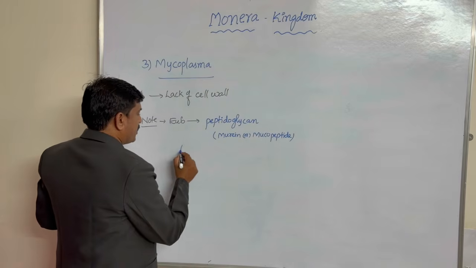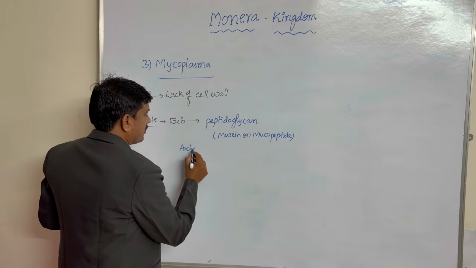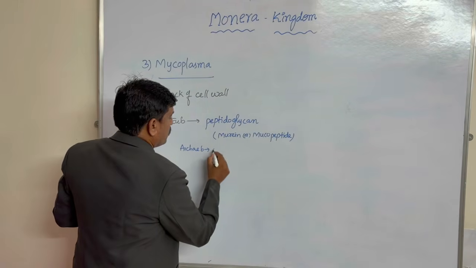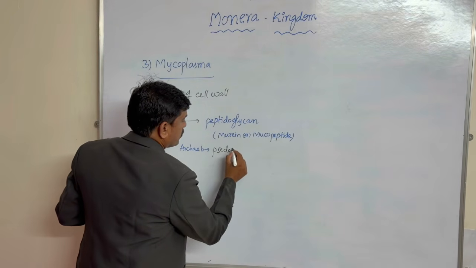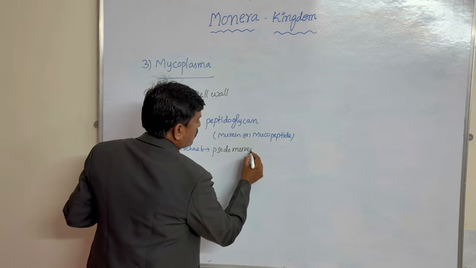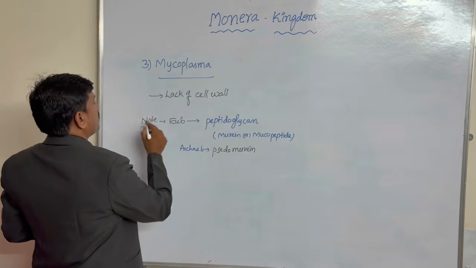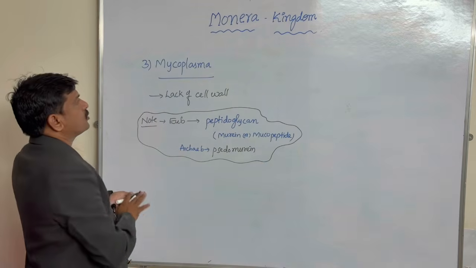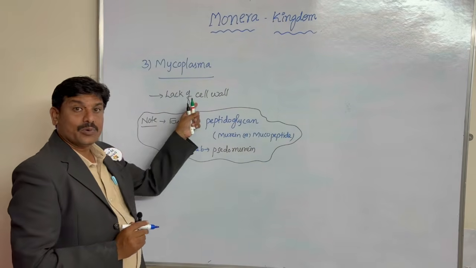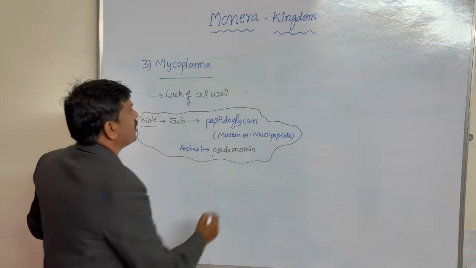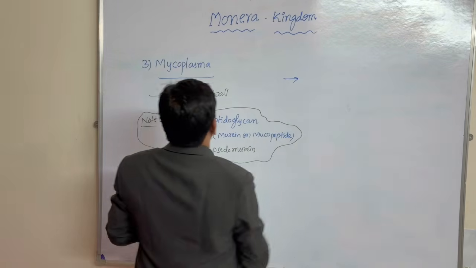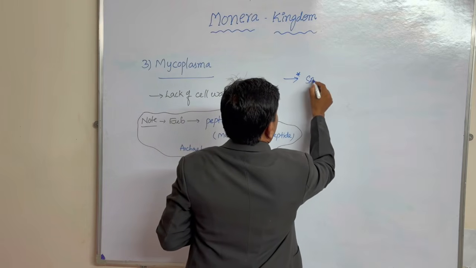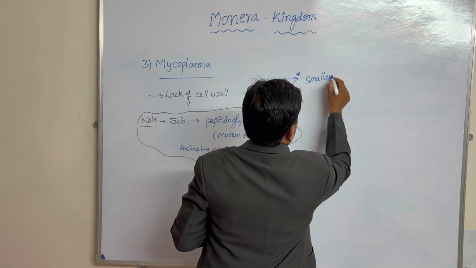What about Archaebacteria? In Archaebacteria, it is pseudomurein. I think you caught these note points. Mycoplasma has no cell wall, that you may catch. The second one is that Mycoplasma is the smallest living organism.